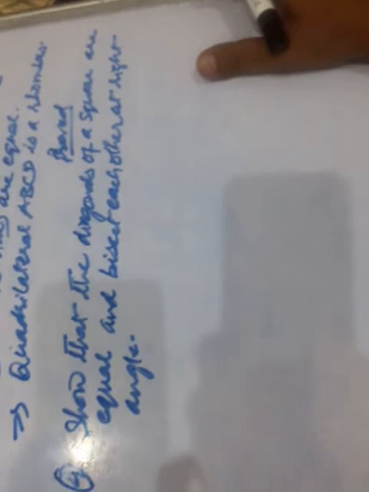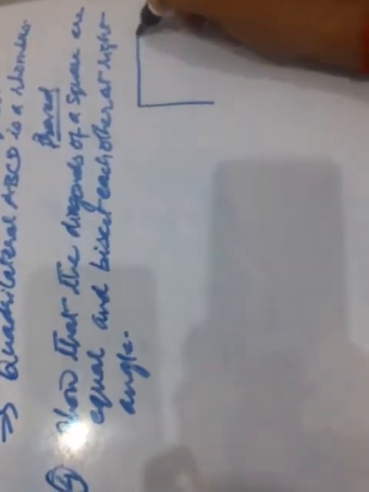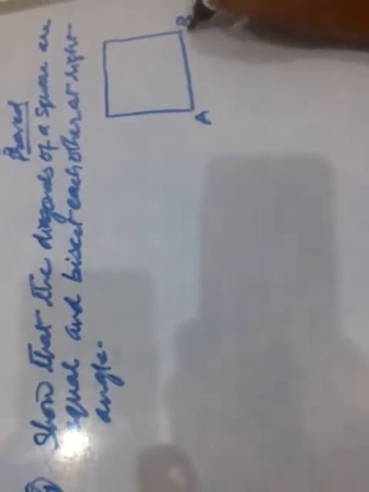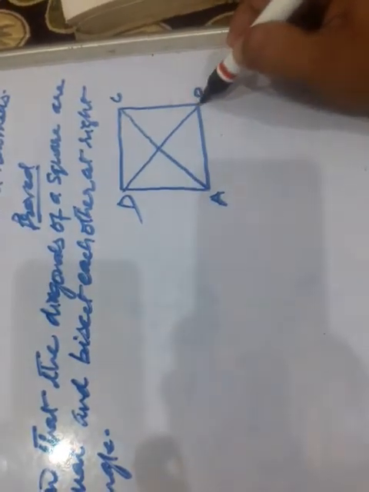Okay children, let us solve this question. Let us prove this question. It is given that it is a square, so let us draw a square. ABCD is a square, children. What is to be shown? The diagonals of the square are equal, here AC equal to BD.